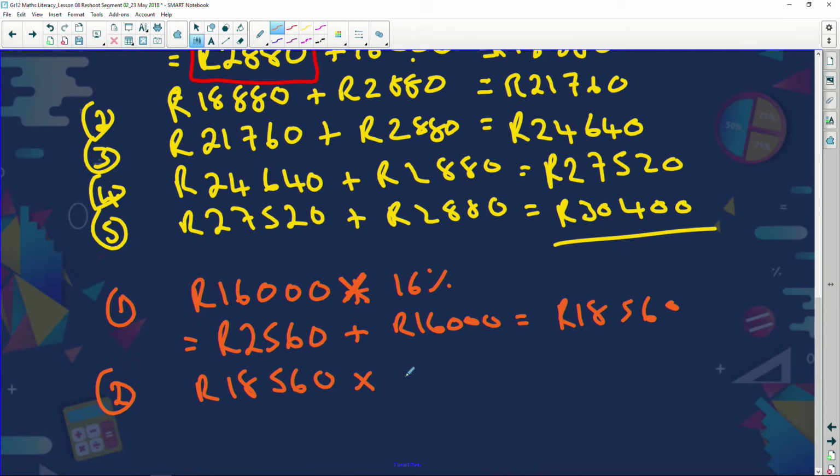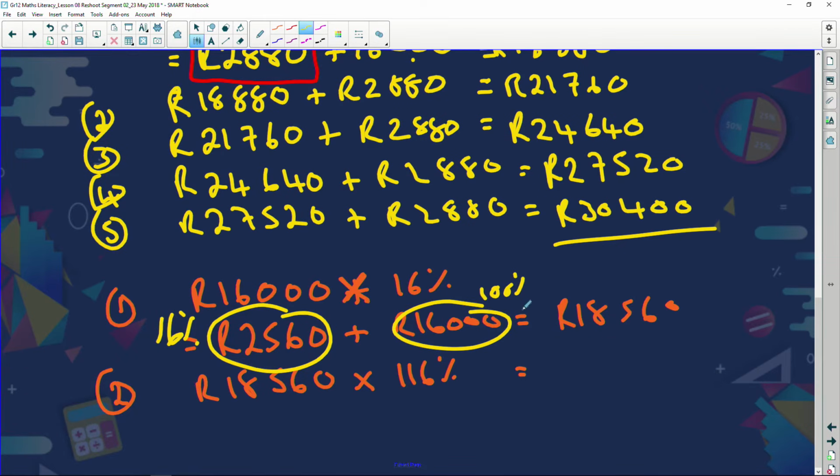Now, here's just something I want to show you. I'm going to say multiplied by 1.16, or just multiply by 1. In fact, let's make it 116%, shall we? Let me explain why I've done that. The reason I'm saying 116% is the following. This 2,560, that is 16%. Would you agree? And this 16,000 is 100%. So in total, I've got 116%.